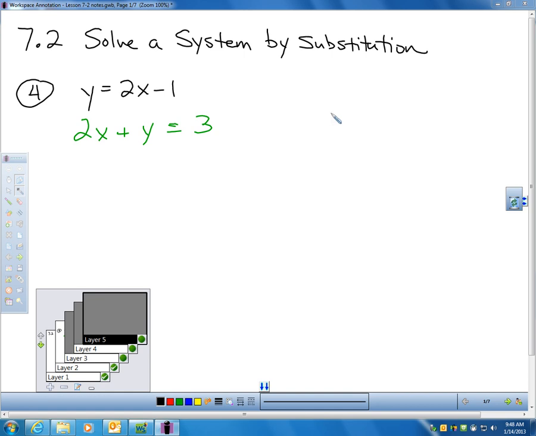Here are the 3 steps. Number 1, solve one of the equations for one of its variables. When possible, solve for a variable that has a coefficient of 1 or negative 1. We'll show what that means in more detail in a minute. Number 2, substitute that expression from step 1 into the other equation and solve for the other variable. And step 3, substitute the value from step 2 into the revised equation from step 1 and solve.